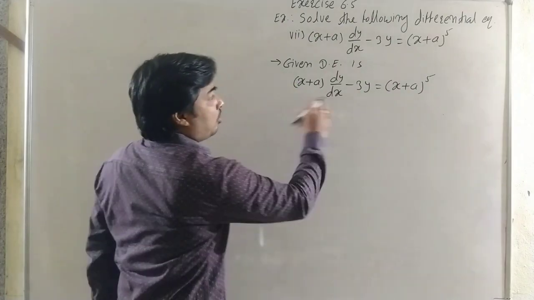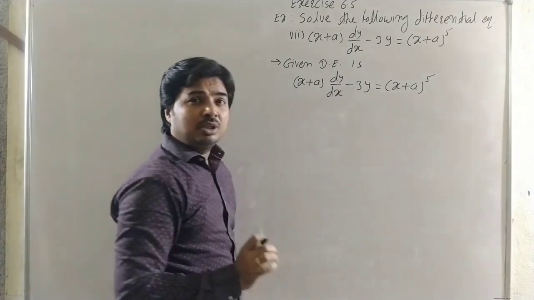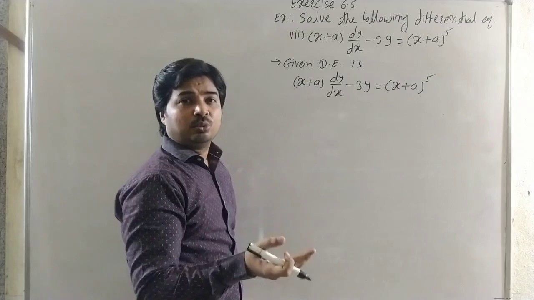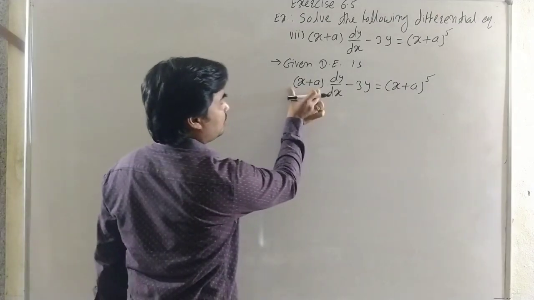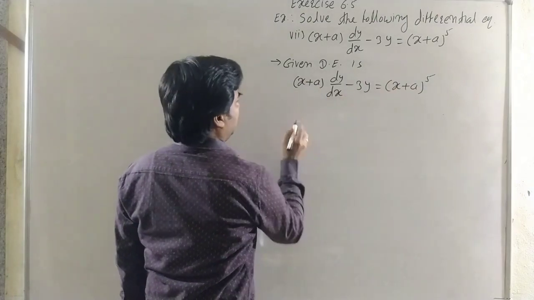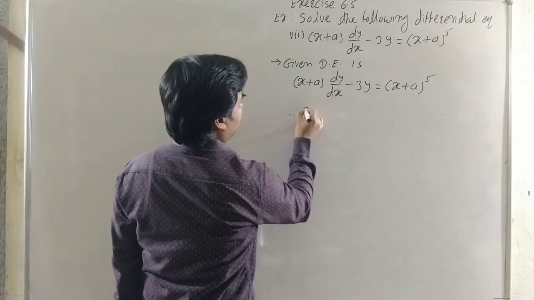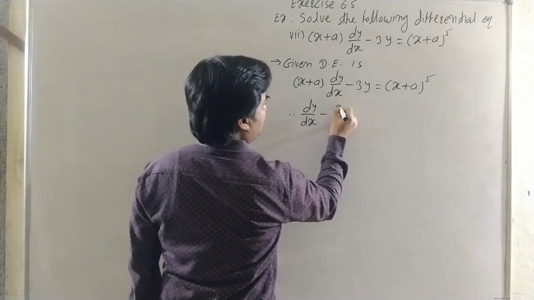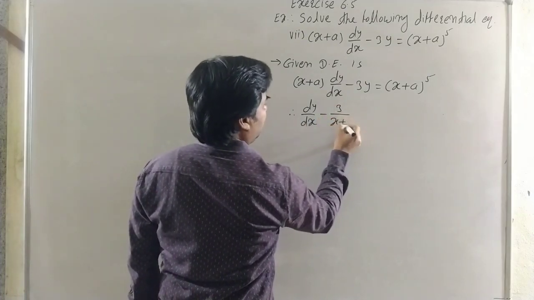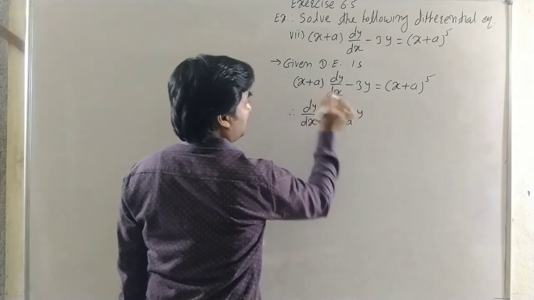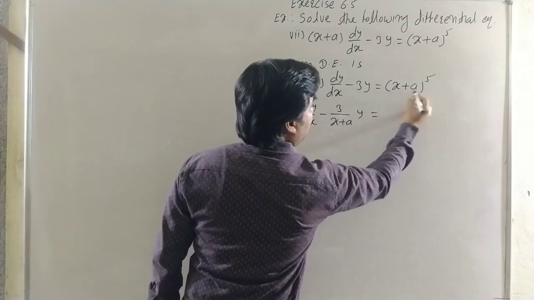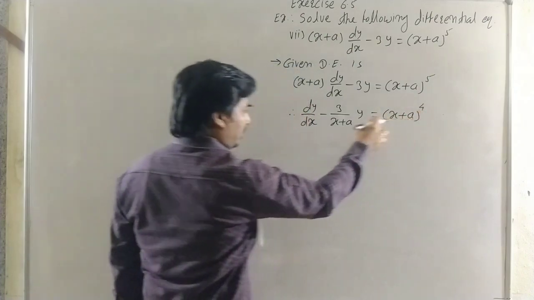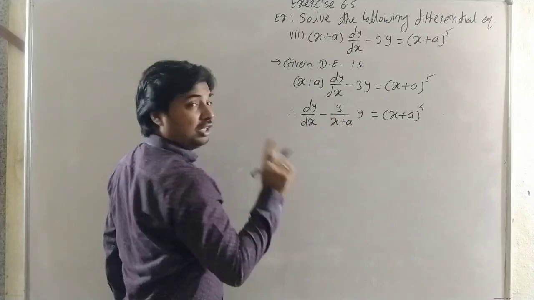Now it is not in the form of the linear differential equation. The form of the linear differential equation is dy/dx + Py = Q. Here the coefficient of dy/dx is x + a, so dividing throughout by x + a, we get dy/dx - 3/(x + a) y = (x + a)^4, and now it is a linear differential equation in y.